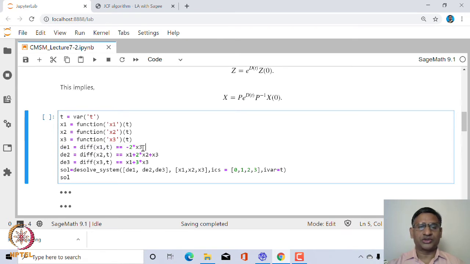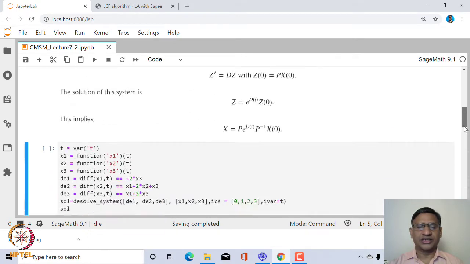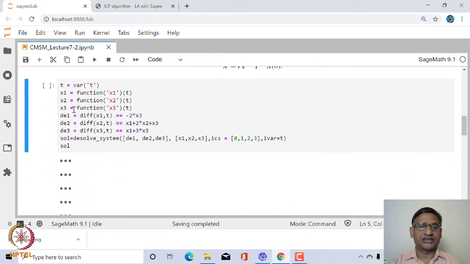Then define the first differential equation, which is the derivative of x1 is equal to minus 2 times x3, that is what you have in this matrix. And then the second differential equation in the system is x2 dash t is equal to x1 plus 2 x2 plus x3, and the third equation in this system is x3 dash t is equal to x1 t plus 3 times x3.